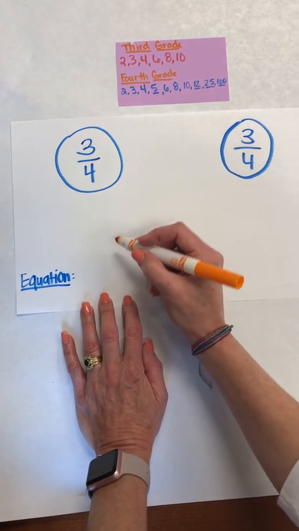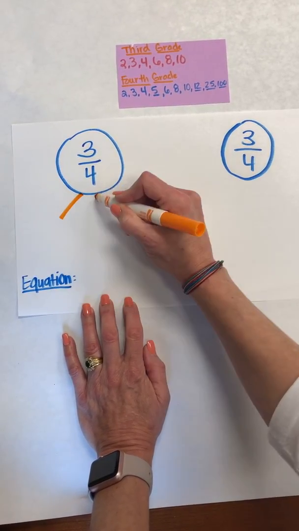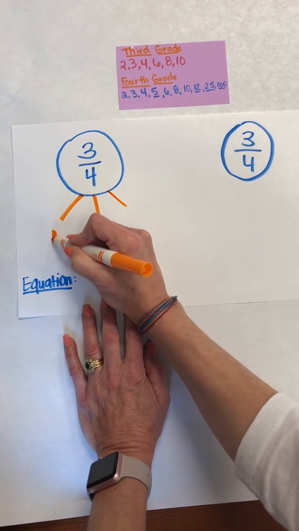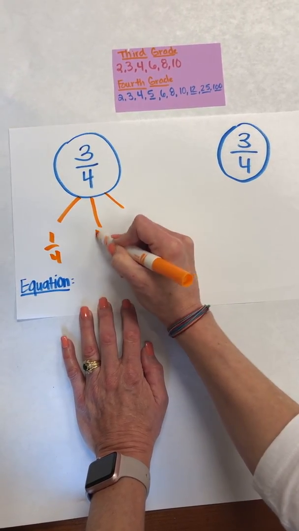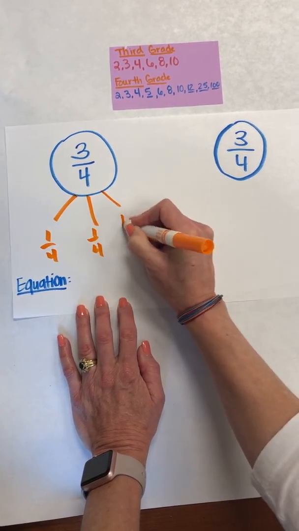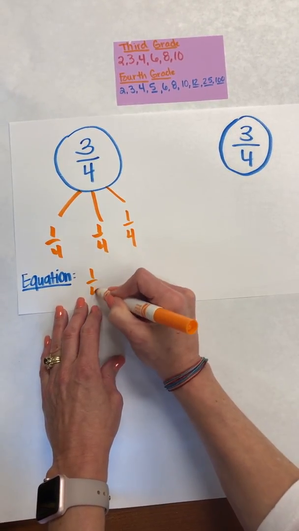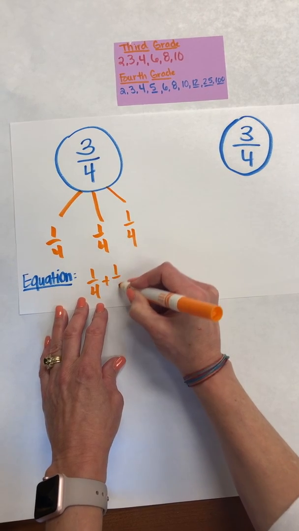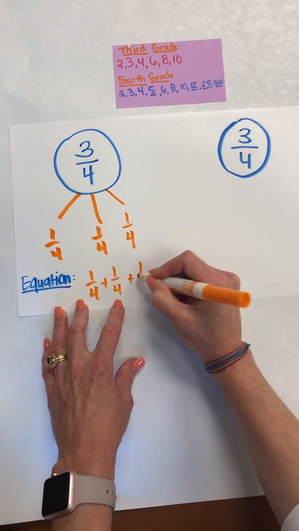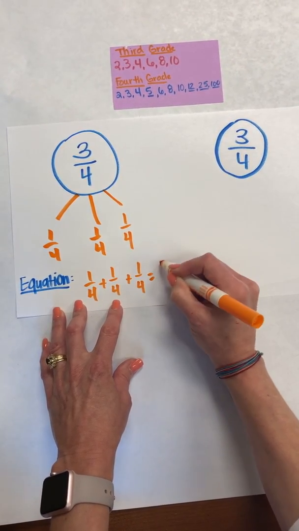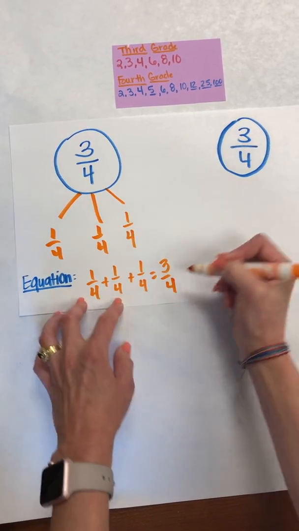So let's take 3/4. We can think of 3/4 as 1/4, 1/4, and 1/4. So then our equation would be 1/4 plus 1/4 plus 1/4 equals 3/4.